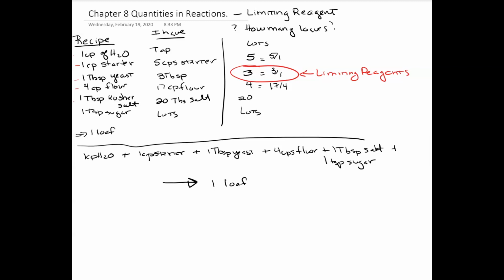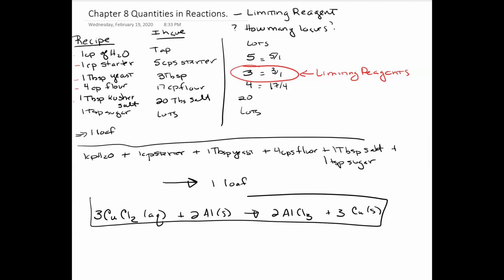And we can think of chemical reactions in the same way. So, for example, I could take this reaction. Copper 2 chloride plus aluminum metal makes 2 aluminum chloride and 3 copper solid. I'm going to stop here, and the next video is going to pick up on how to interpret this and how to use it quantitatively.